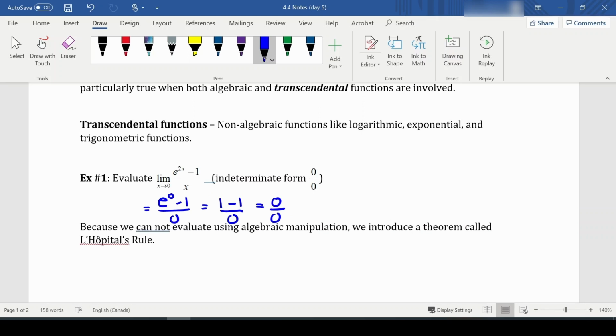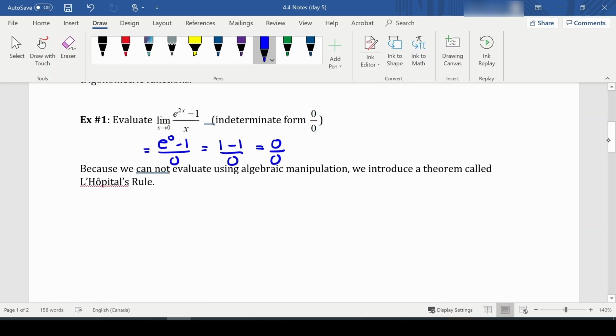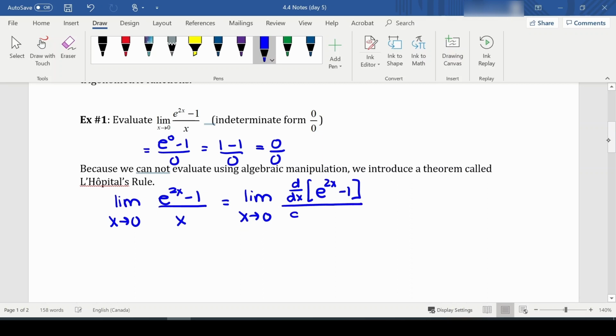So we're going to introduce a theorem called L'Hopital's rule. L'Hopital's rule says that we can take this limit as x approaches 0 of e to the 2x minus 1 over x and rewrite it as the limit as x approaches 0 of the derivative of e to the 2x minus 1 over the derivative of x. In other words, we form a new limit by taking the derivative of the top and making that my new top, and taking the derivative of the bottom and making that my new bottom. And then we see if we can direct substitute there.